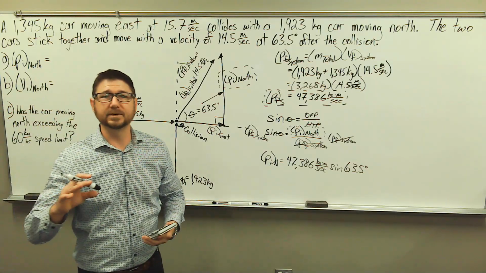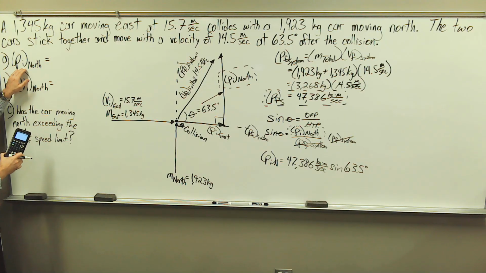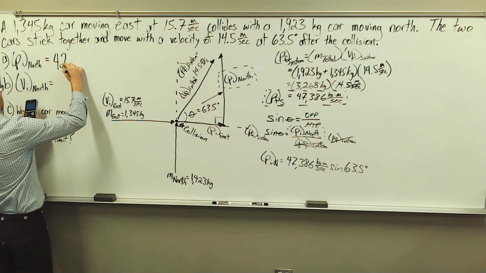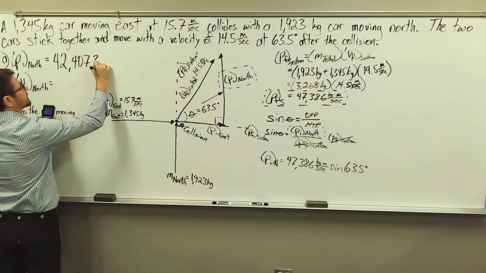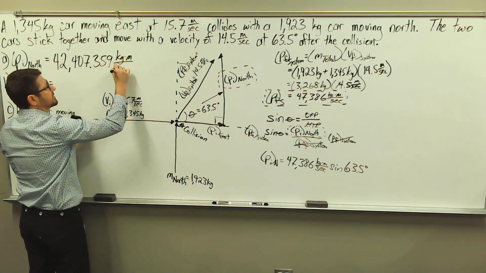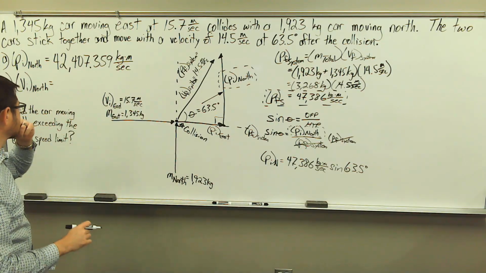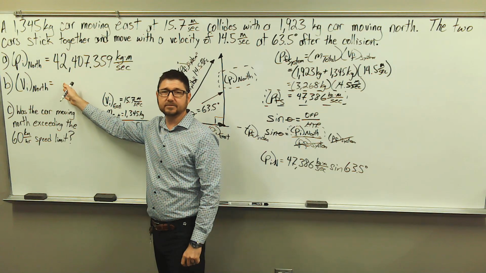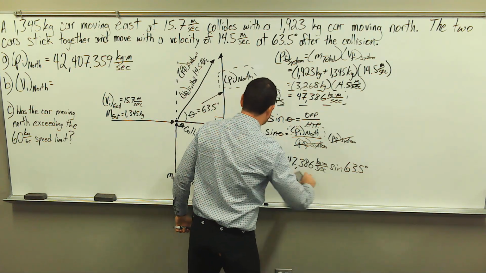So what I want to do is go ahead and write that answer up here for A. So the initial momentum for the car moving north, 42,407.359. And we have units of kilogram times meters per second. Okay? Next, in part B, it wants us to calculate the initial velocity of the car moving north, okay? I'm going to erase this business here to free up some room.